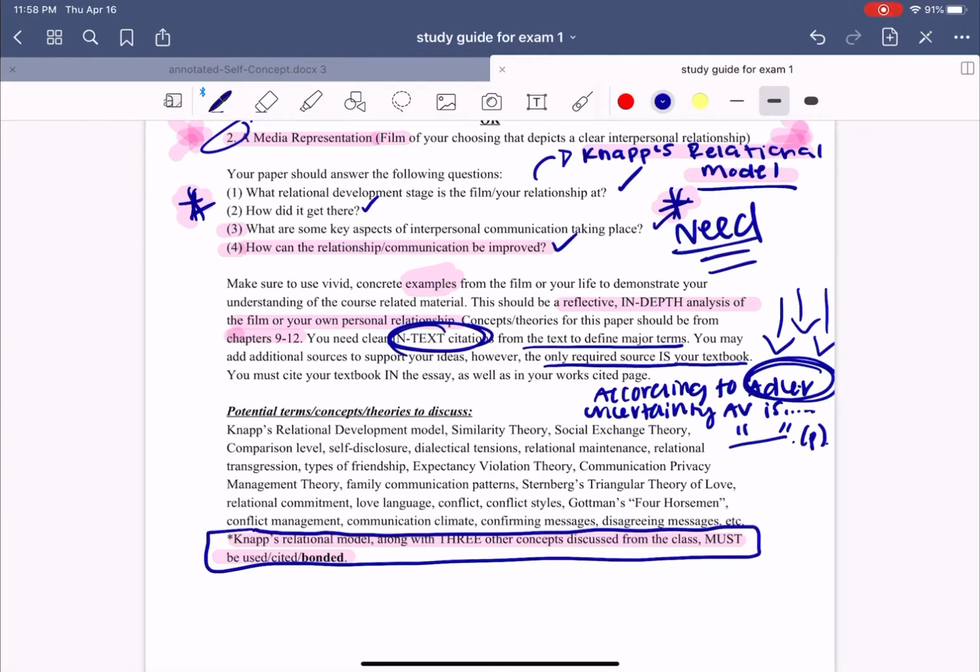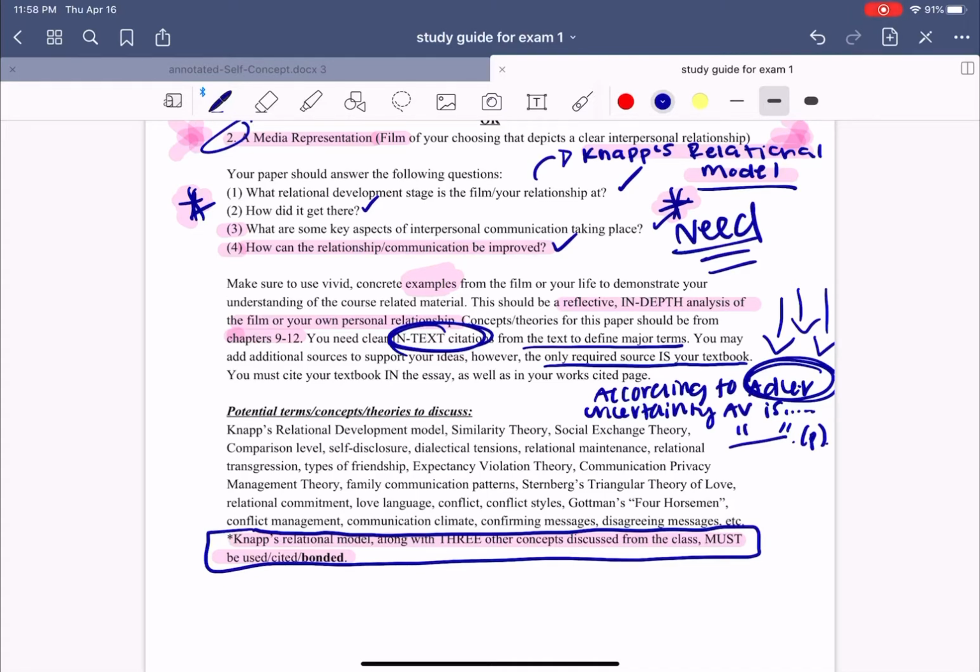So remember, the very first paper you wrote was literally just the textbook. The group paper that you wrote was a research paper, and that's when you needed to identify different sources.